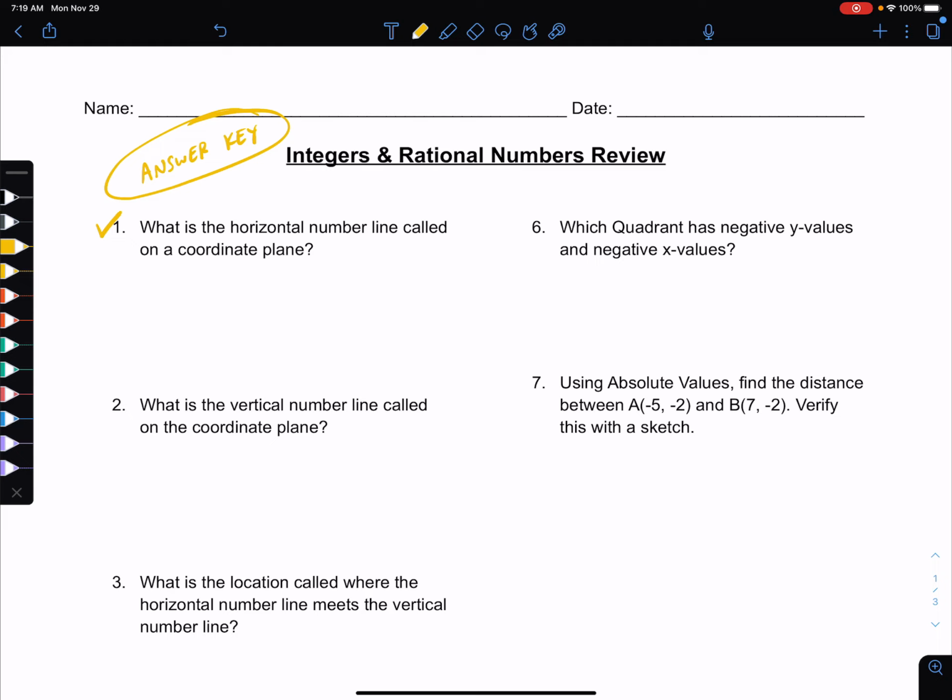It says, what is the horizontal number line called on a coordinate plane? If you'd like to pause and think about it, go for it. Otherwise, I'm just going to go ahead and write it and talk about it. That horizontal number line is the line that's going left to right. That's called the x-axis, okay? To the left, it's going towards negative infinity, and towards the right, it's going towards positive infinity, all right?